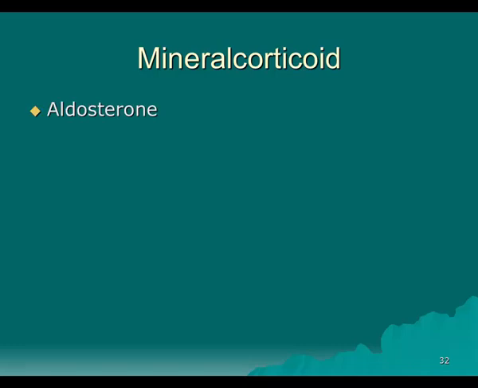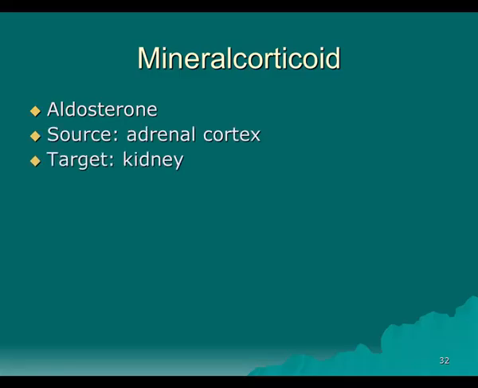The mineralocorticoid that we're going to talk about the most is aldosterone. This is a steroid hormone just like cortisol, and it is released when the renin-angiotensin system is triggered. You don't need to remember that right now. We'll talk more about that when we get to the urinary system. But basically, aldosterone tells the kidneys to save sodium.